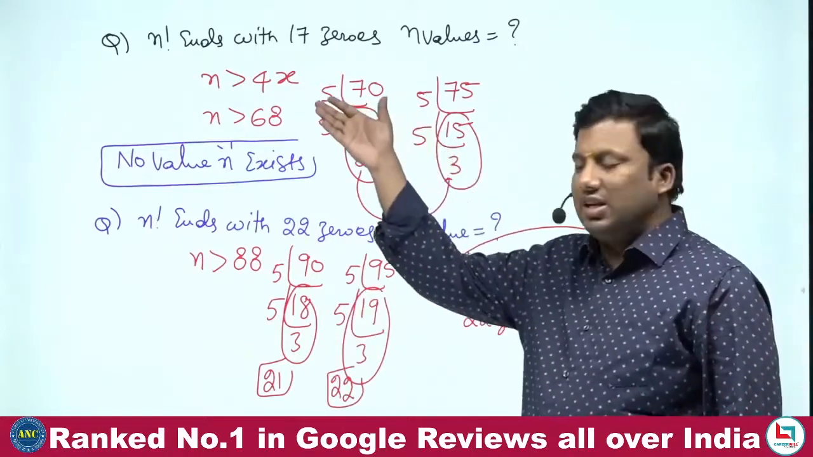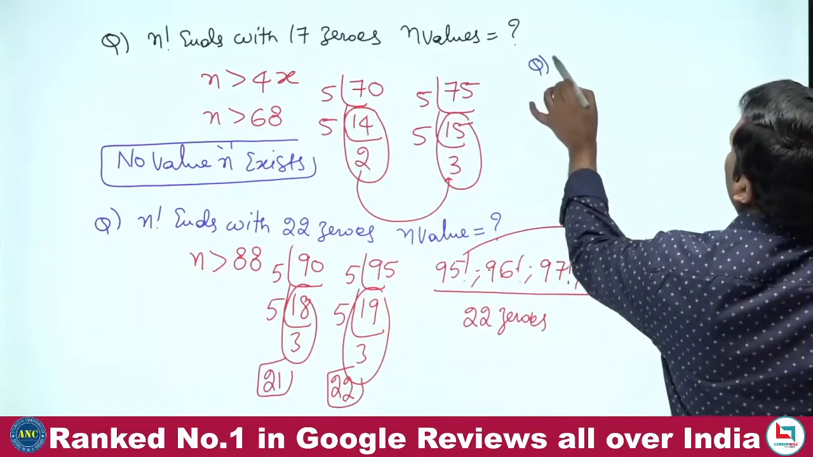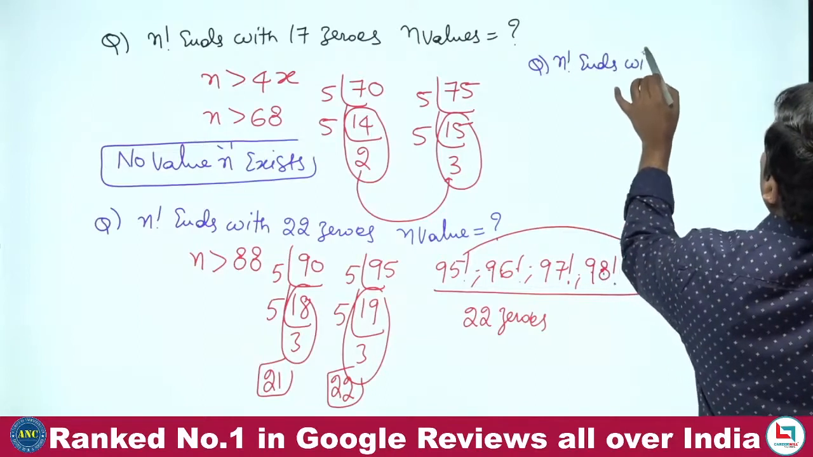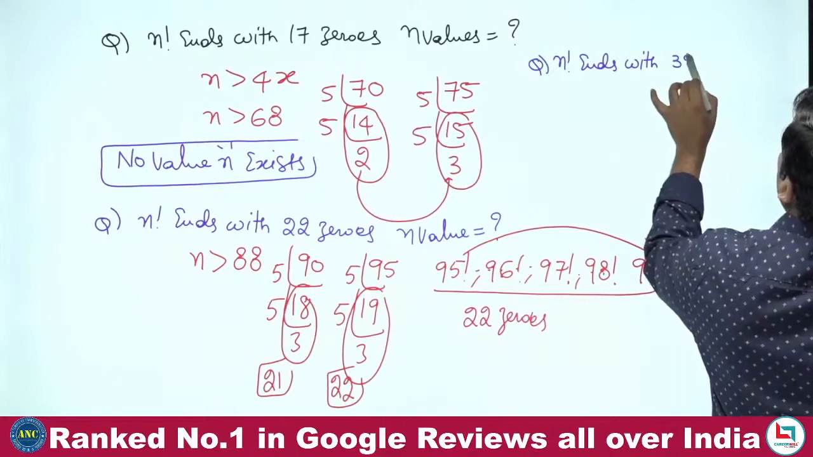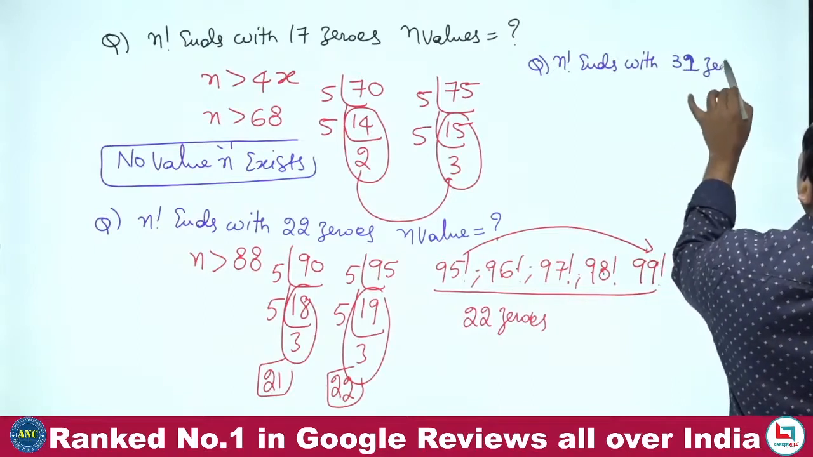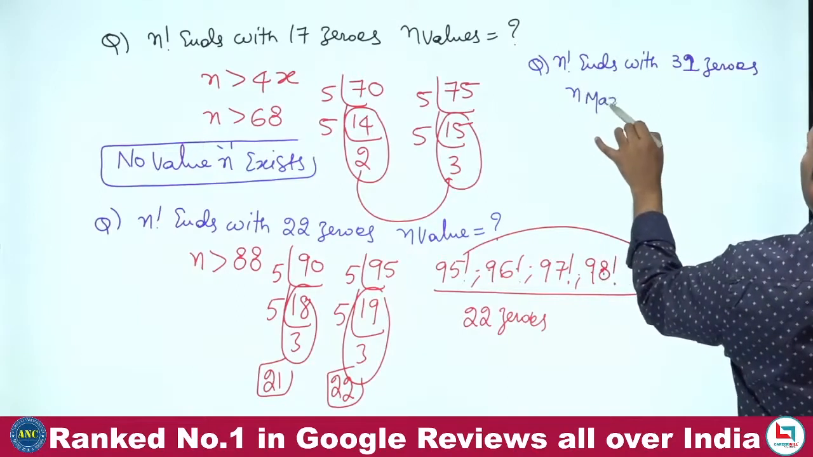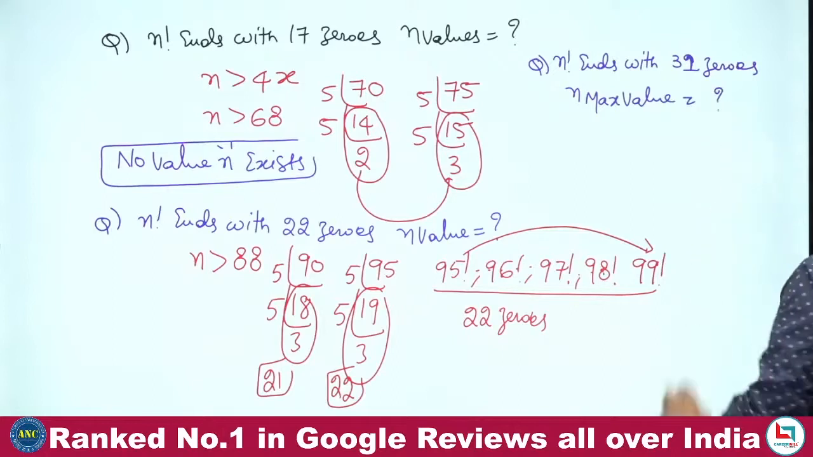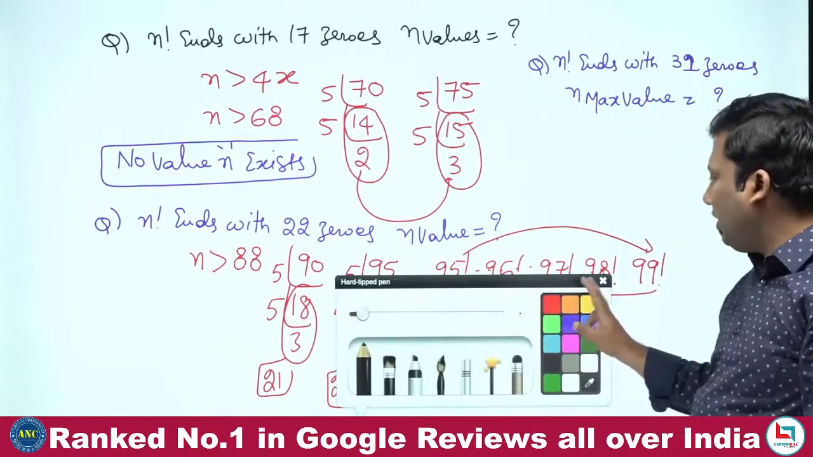First question, easy question. Second one. Third one, another question. N factorial ends with 31 zeros. What is the maximum value n can take?